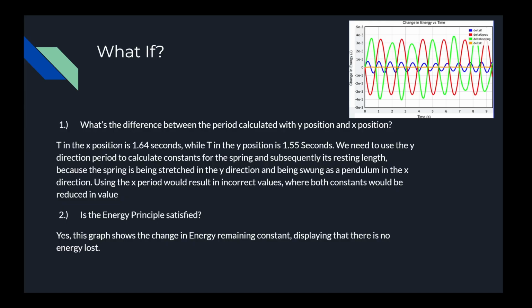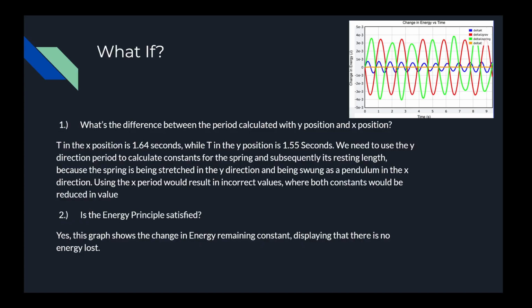So what's the difference between the period with y position and x position? The period in the x position is 1.64 seconds, while in the y position it's 1.55 seconds. We need to use the y period to calculate constants for the spring and subsequently its resting length, because the spring is being stretched in the y direction and being swung as a pendulum in the x direction. Using the x period would result in incorrect values because it has nothing to do with the spring itself.